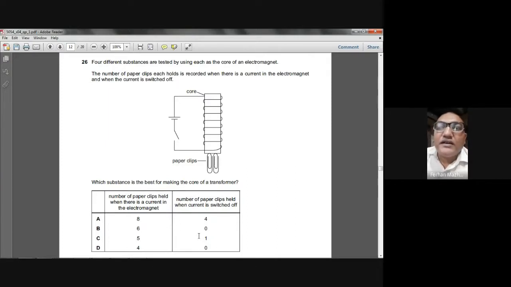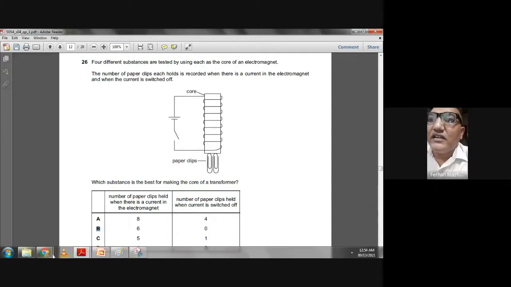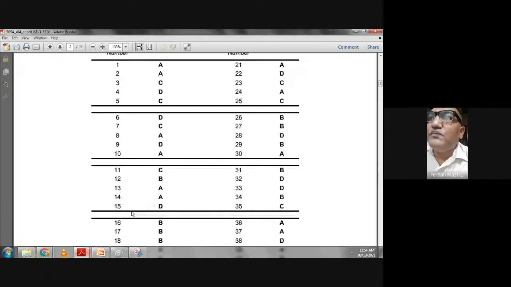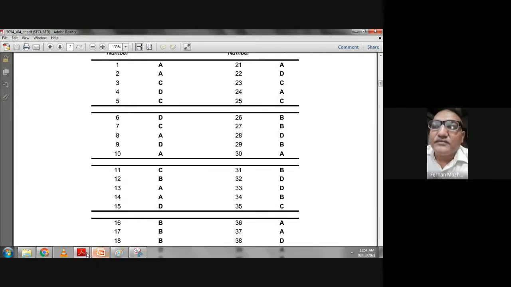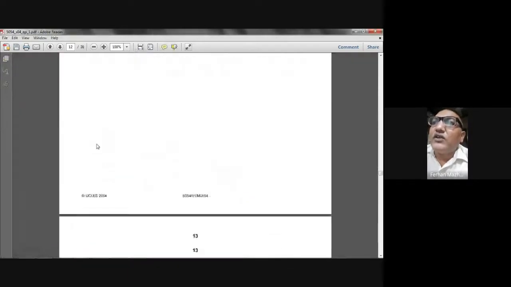When you switch off the current, all the paper clips should fall. So I think B should be the answer, because it is picking up six paper clips when the current is flowing through it, and it has zero paper clips when the current is off. The other competitor can be D, but it's picking up fewer paper clips when the current is on. So B looks the best option. Let's check. Question number 26, B is the option. Yes, sir, that is the right option. Question number 26, B is the right option. Okay, so we are going to the next question.